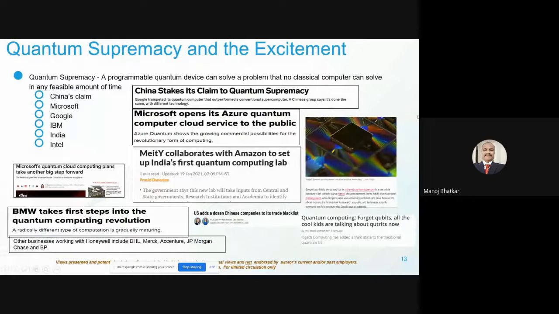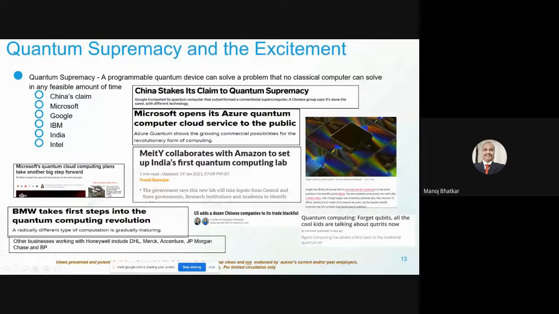Why is there so much excitement? A programmable quantum device that can solve a problem which no classical computer can solve. There is a first mover's advantage. That is what quantum supremacy means. China claimed it, they say they have achieved it. Microsoft is behind it. Google has already proved that they have achieved quantum supremacy. The problem that cannot be solved in a reasonable time on a classical computer has been solved on a quantum computer. That is all that quantum supremacy means.